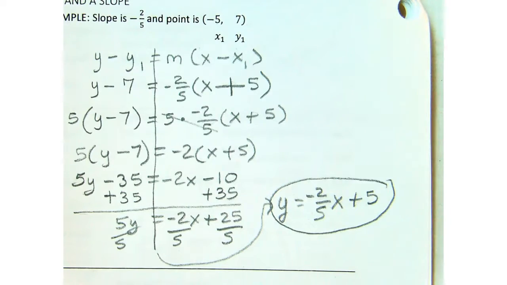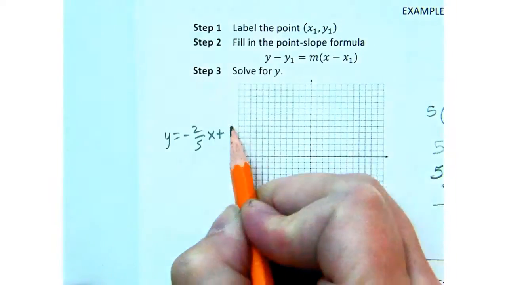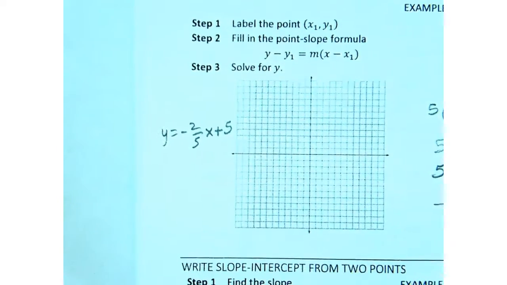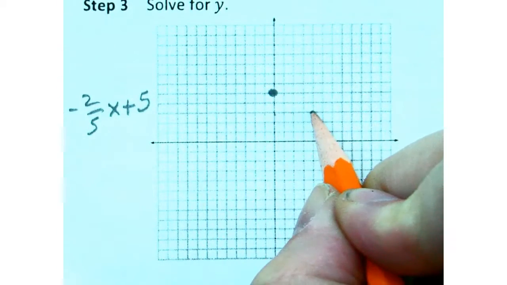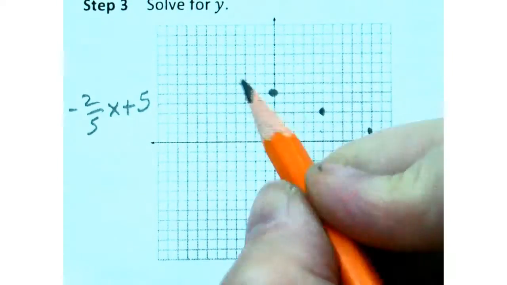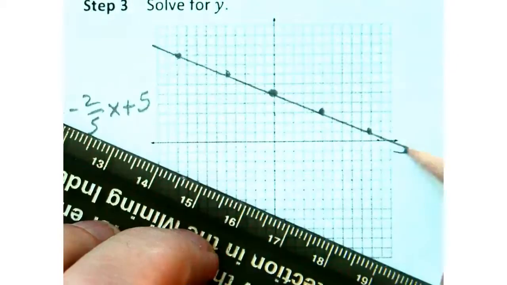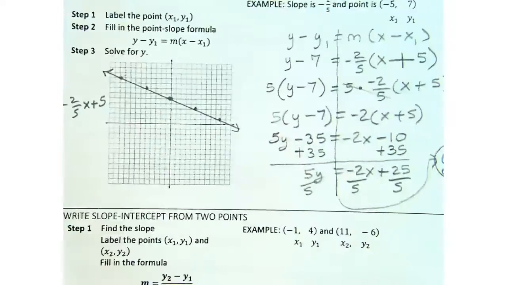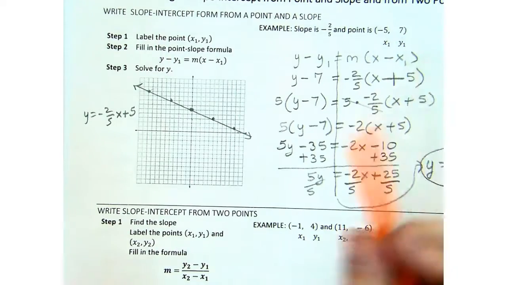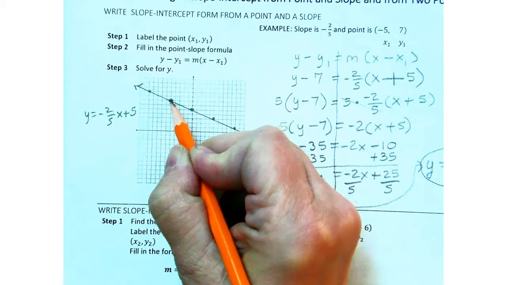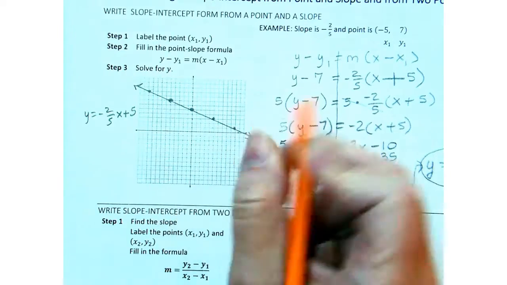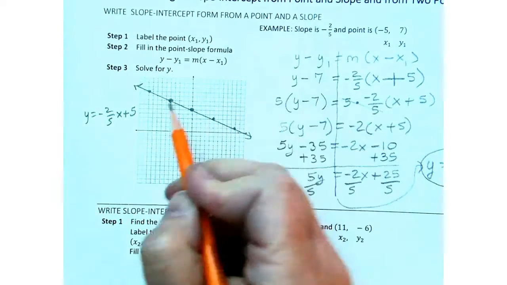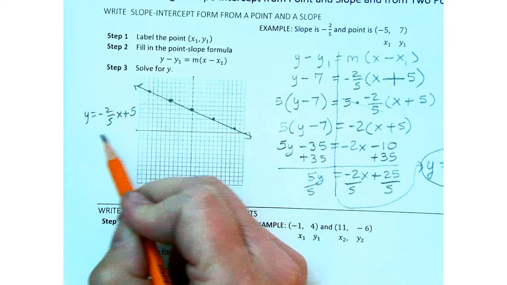We can check our work by graphing this line. Start by finding the y-intercept at 5. Now count the slope down 2 and right 5. Go ahead and graph the line. To check our work, we want to see if the original point is on this line. The original point was negative 5, 7, and it is on this line. Our slope is negative 2 over 5, so we have correctly found the slope-intercept form of the line that goes through the point negative 5, 7 and has a slope of negative 2/5.